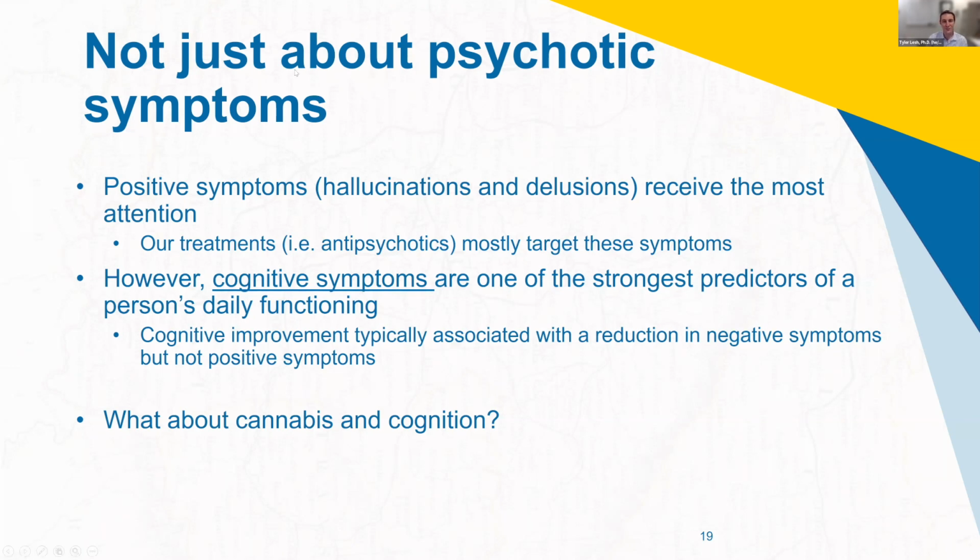And I did want to briefly talk about other symptoms. We've focused on psychosis a lot, hallucinations and delusions, and that is what generally receives most of our attention and tends to be the most treatable, right? With antipsychotics, we can treat our psychotic symptoms, but cognitive symptoms are one of the strongest predictors of someone's functioning day to day. So we would really hope to be able to target cognitive symptoms to some degree, helping our patients live their best lives. So how does cannabis affect cognition?